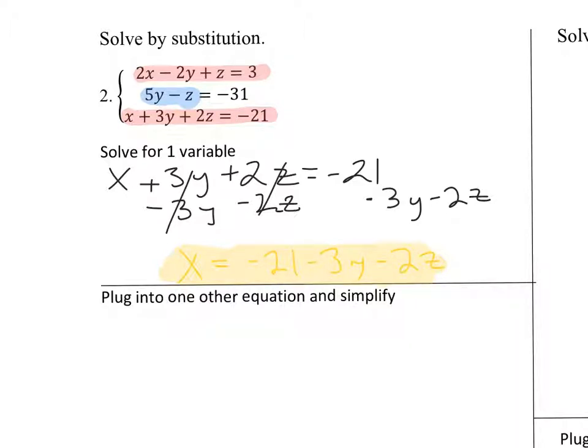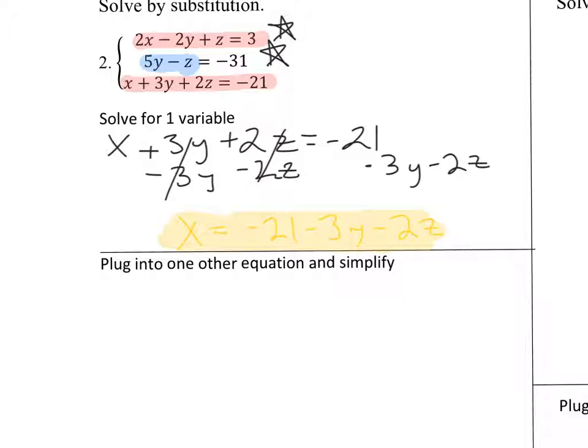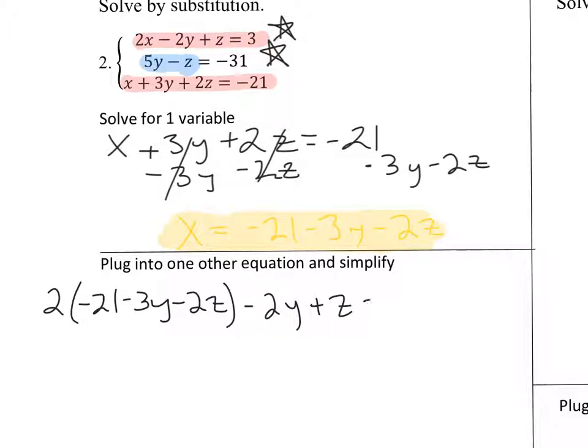Now, when using substitution, you have to isolate the variable, but then you have to plug him into the other equations. Starting with the first one, then of course we'll try to plug it into the second one. Now, let's plug it into the first one. So I've got 2 times, and I'm going to plug in that yellow piece: minus 21 minus 3y minus 2z. And then I'm going to add the rest, so I have minus 2y plus z is equal to 3.